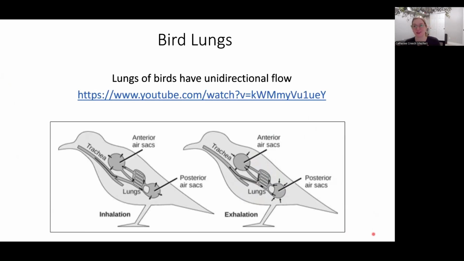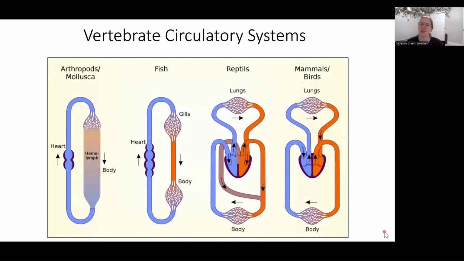Lungs of birds are incredible. They are the most efficient lungs in the animal kingdom. It's an incredible process. I have a YouTube video. I think it's so cool. It takes 4 breaths for the lungs of a bird to go through a full cycle.